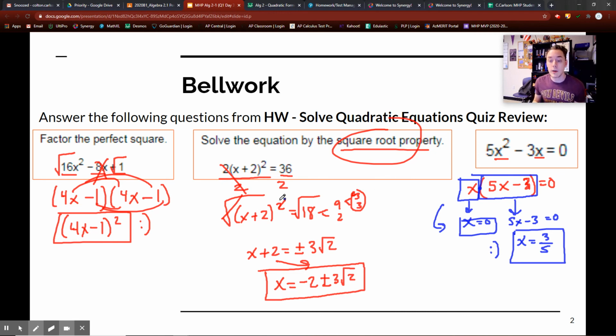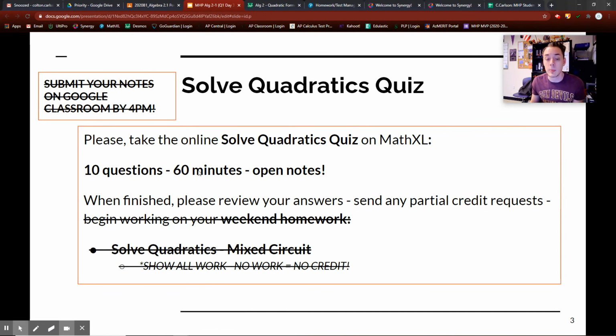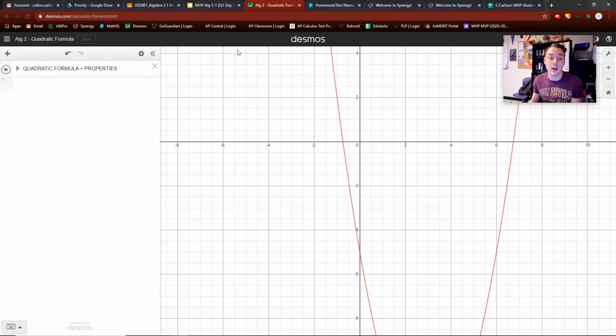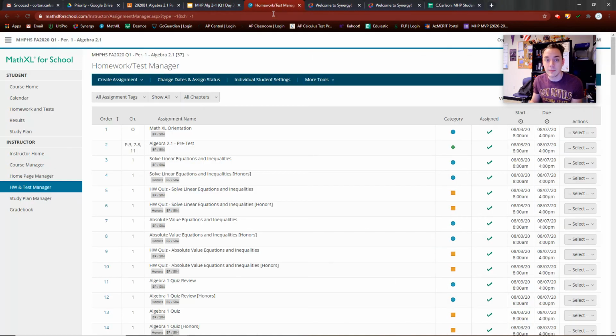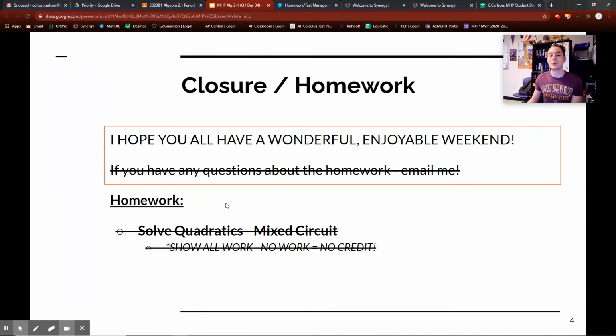But those are the only 3 I wanted to go over, so pause the screen if you need to so you can get it copied down. Let's erase, and then you're going to have 10 questions, 60 minutes. Of course, no weekend homework anymore, but 10 questions, 60 minutes, open notes. You can use your Desmos link. By all means, you ought to use your Desmos link. If not, that's fine if you want to do it completely by hand.